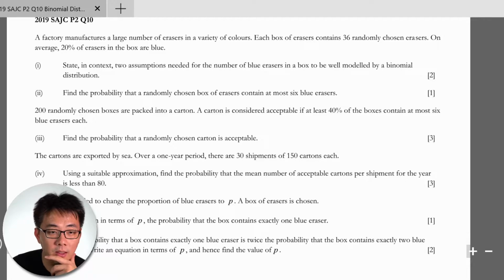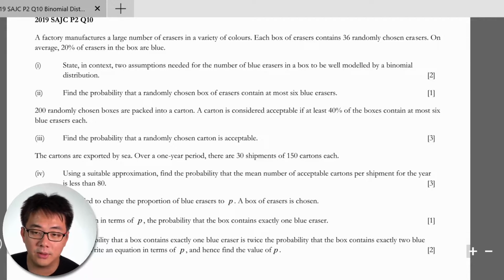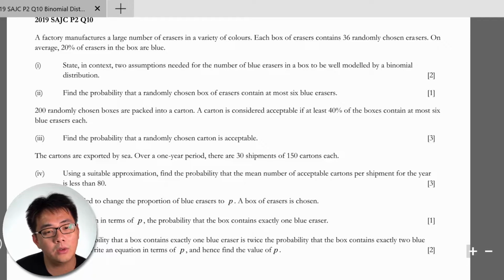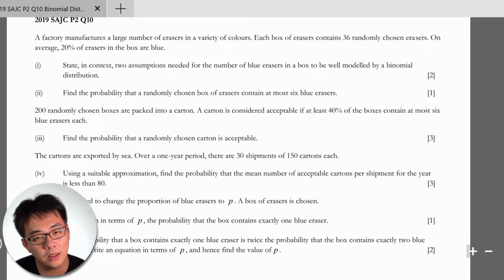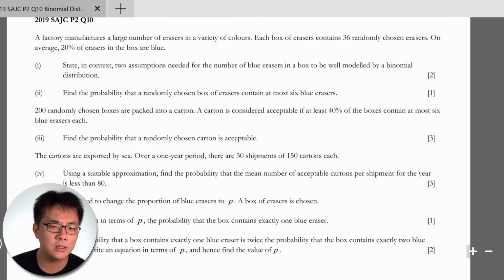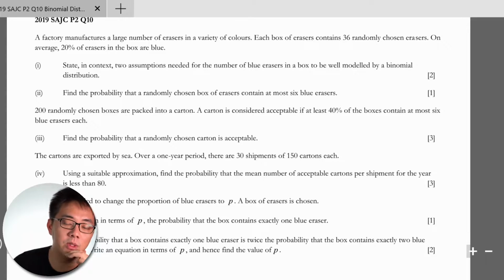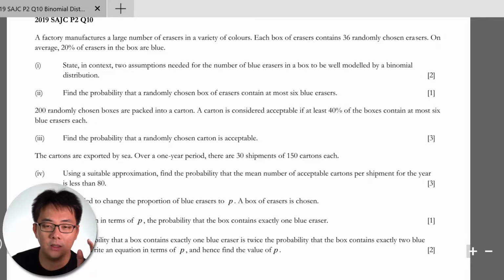For the first one, a factory manufactures a large number of erasers in a variety of colors. Each box of erasers contains 36 randomly chosen erasers. On average, 20% of the erasers in the box are blue. So each box has 36. Say, in context, two assumptions for the number of blue erasers in a box to be well modeled by a binomial distribution. So if you want binomial, you have to state in context of the question.